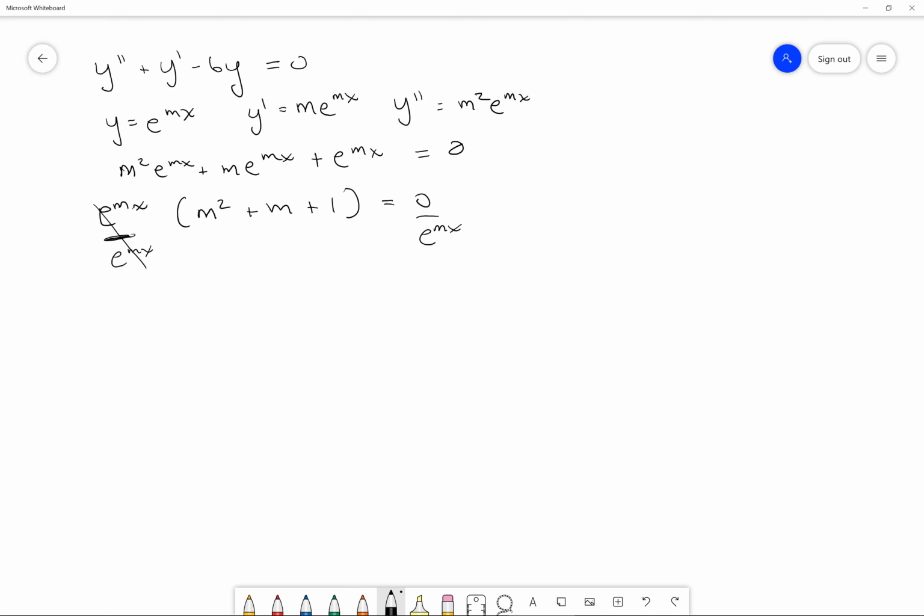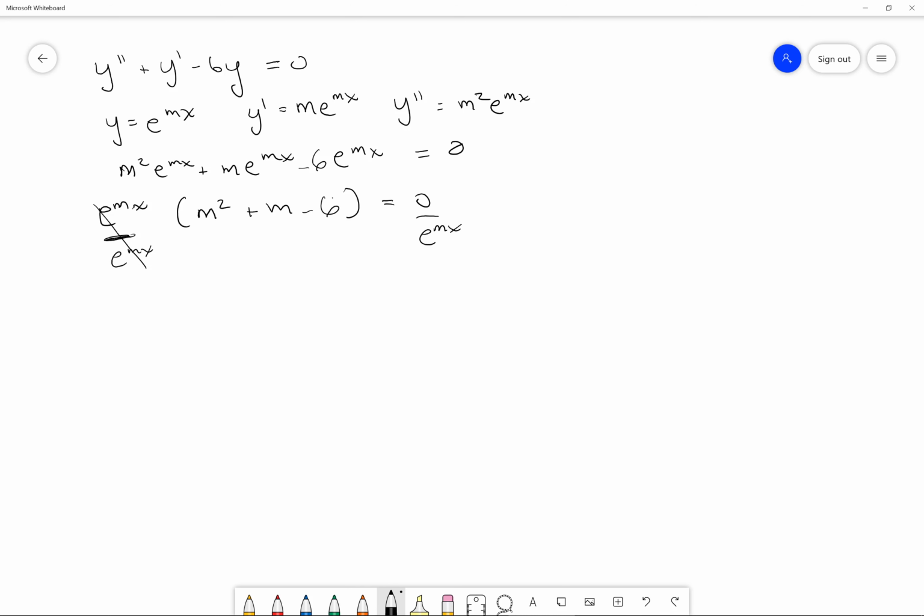So basically what we need to do is find where m squared plus m plus 1 equals 0. We need to find the roots of this equation. In order to factor this, what adds to 1, and I forgot something here. There's one issue. You see the 6? It should be minus. So let's erase here. This should be a minus 6 e to the mx.